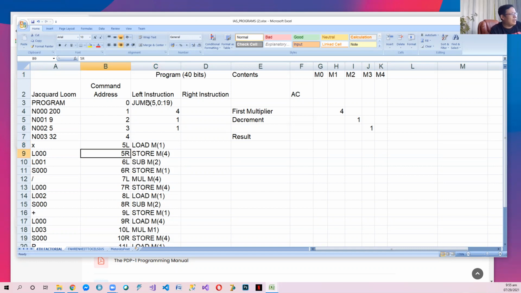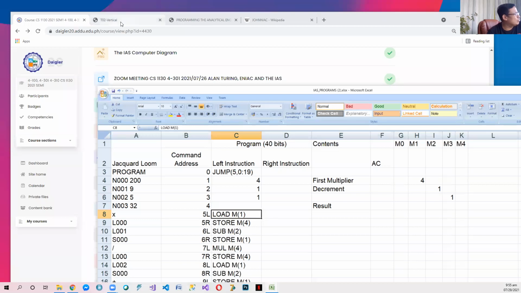Why do we have a 5L? Because each memory word can store two instructions, no? Being 20 bits each, because each memory word can store 40 bits. Do you follow? Why is it like that? Because 40 bits can store large values, no? Large and small values in floating point. However, our instructions are very small. Take note that our instructions are not 20.